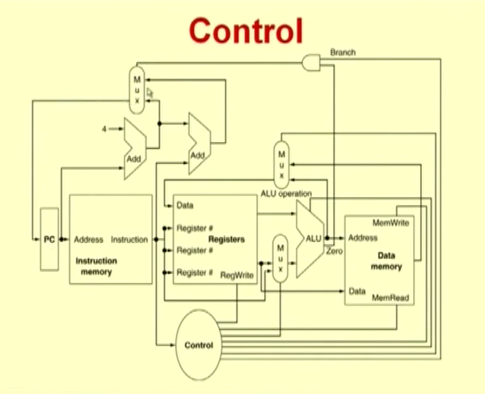Now how do I select one of these? I need some control information to select the correct value from the multiplexer. Now how do I generate that control information? Obviously I need some kind of a control unit which will help me to decide, based on the instruction type, what I need to do in order to select something over here. Okay. So this is what we will do.